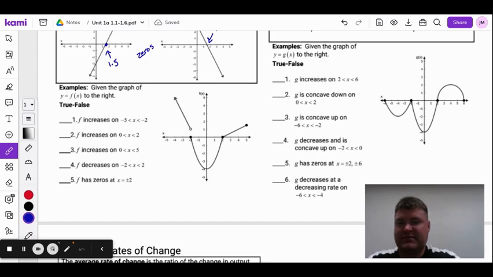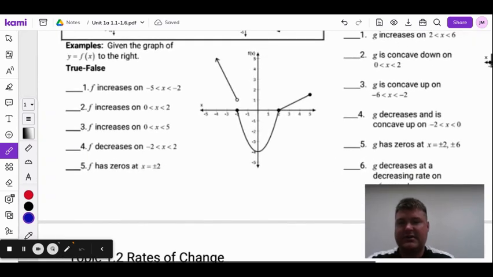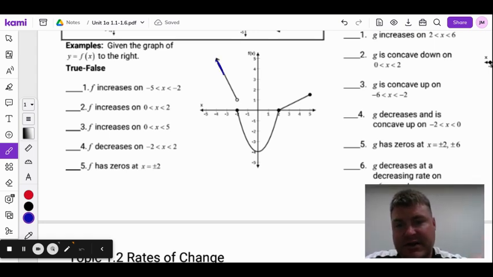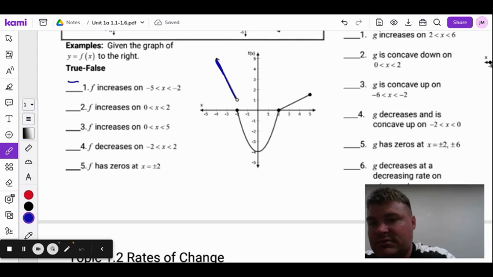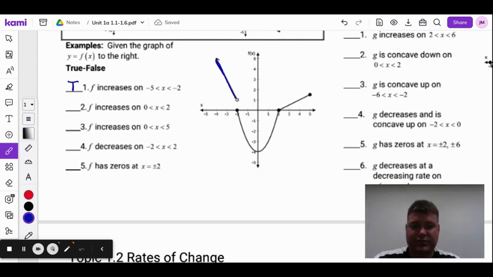So here's a true false for this piecewise function right here. f increases from -5 to -2. Okay, not including -5, not including -2. So if you look, we're starting here and we're going down the entire time. There's a hole there. That's not going to concern me because the hole's at -2, but we are not equaling -2. So is this decreasing? Yes, that's going to be true. So put a T for true.